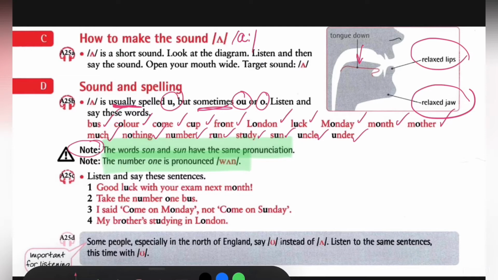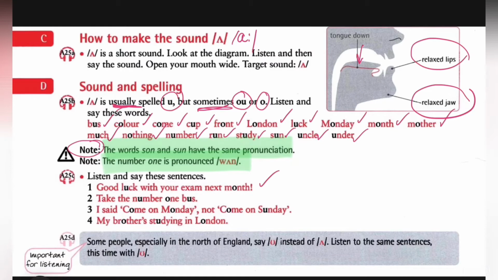So let's work with these sentences and try to repeat them. It's very good to see the sounds in context because we know how they behave together. Good luck with your exams next month. Take the number 1 bus. I said come on Monday, not come on Sunday. My brother's studying in London. Good.